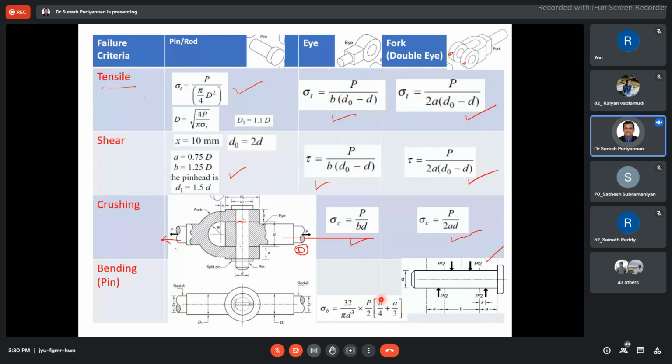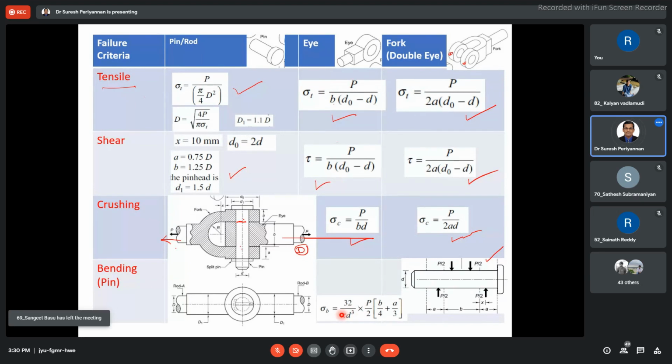Which one is maximum? The D diameter of the pin we are going to find out from here. Whichever gives the larger diameter with respect to bending stress and permissible shearing stress, that one will be considered for the design purpose. And later we discussed the tensile failure of the eye.